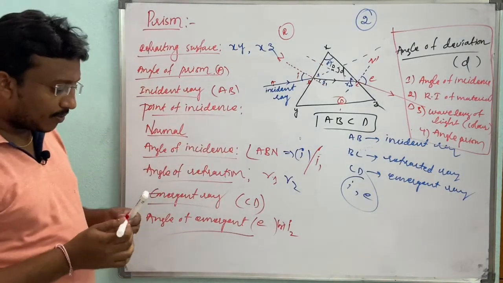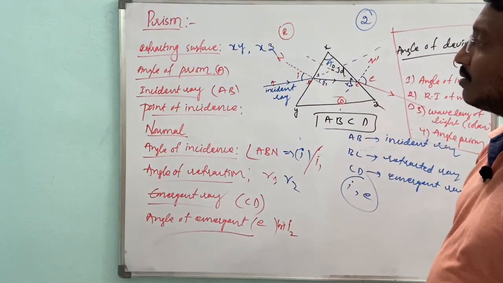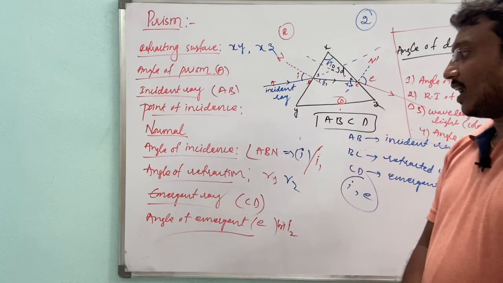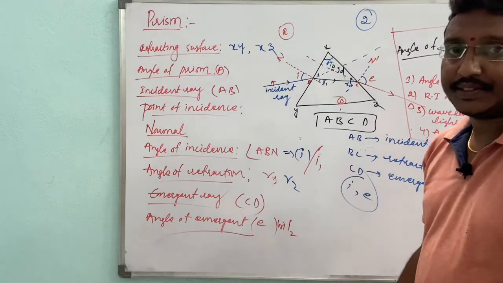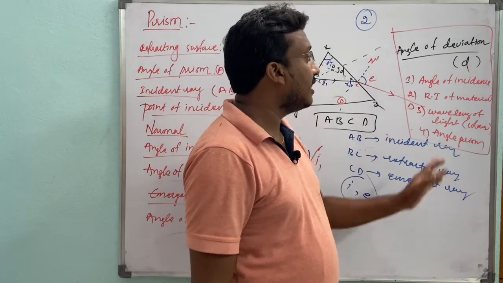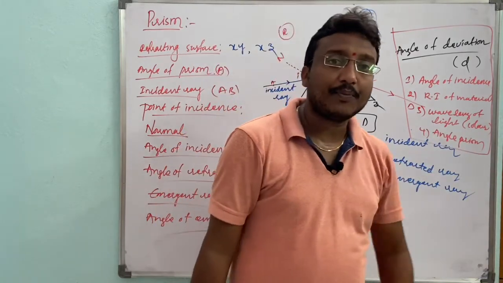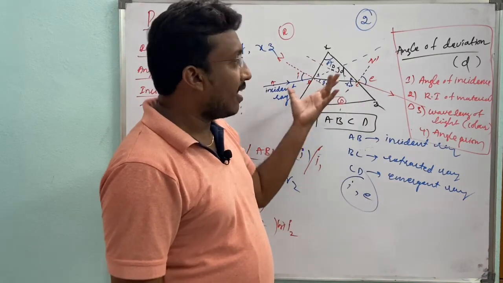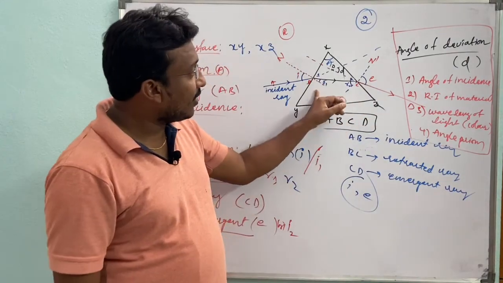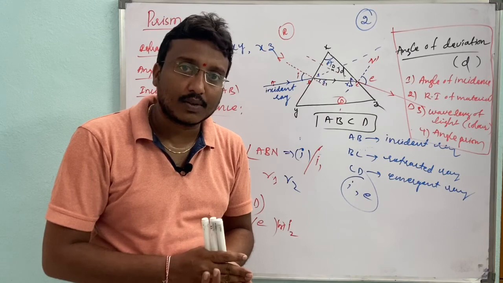Got it? These are the common terms which we use in a prism: refracting surface, angle of prism, incident ray, point of incidence, normal, angle of incidence, angle of refraction, emergent ray, and angle of emergence. And the angle of deviation depends on the angle of incidence, the refractive index of the material, the wavelength of light, and the angle of prism. Okay, and in the case of a prism, the light ray undergoes refraction two times. And here we use the glass prism. We have solid prisms as well as liquid prisms also. Got it? Thank you.